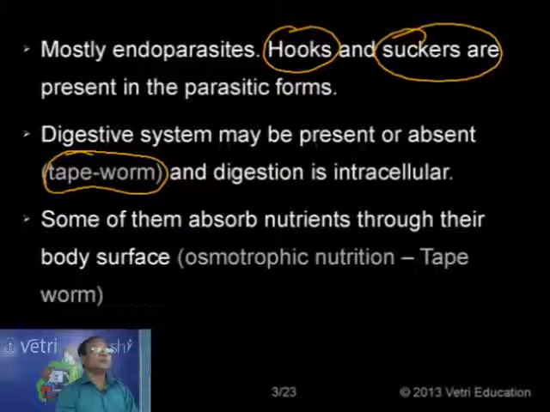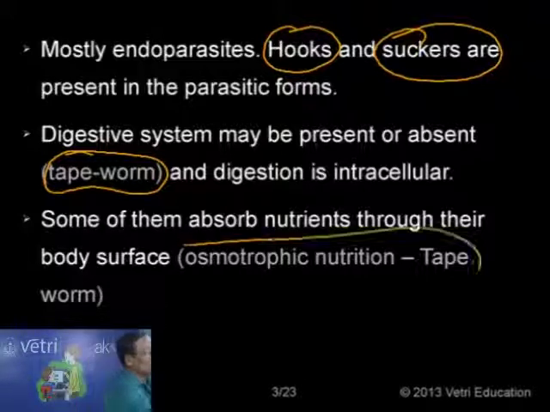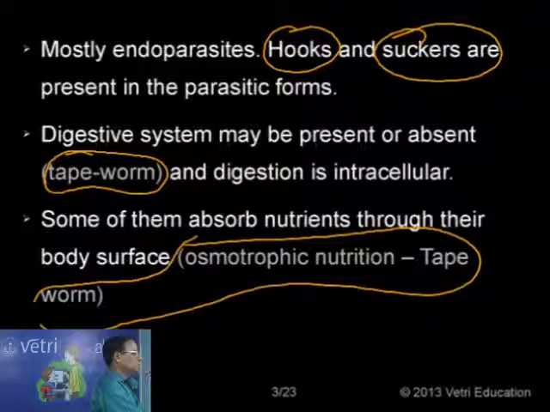Such a type of nutrition, the diffusion of food from the external medium into the body of the organism, is called osmotrophic nutrition. So tapeworm is an example for osmotrophic nutrition. It is nothing but the diffusion of food particles from the external medium into the body of the parasite directly, by the simple mechanism of diffusion from higher to lower concentration.